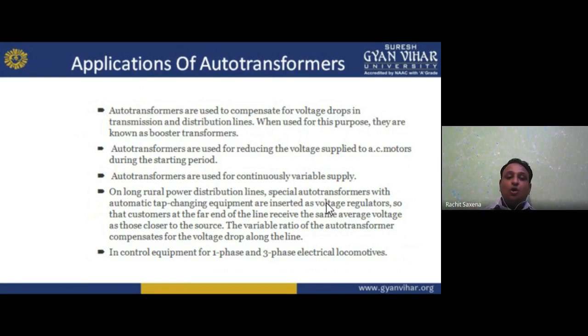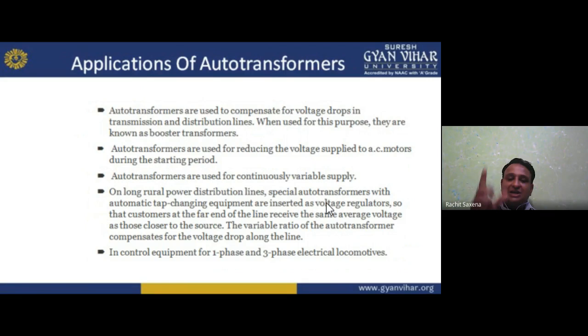Now on long rural area power distribution lines, special auto transformers with automatic tap changing equipment are inserted as a voltage regulator directly fitted on a pole, so that consumers at the far end of the line receive the same average voltage as those closer to the source.